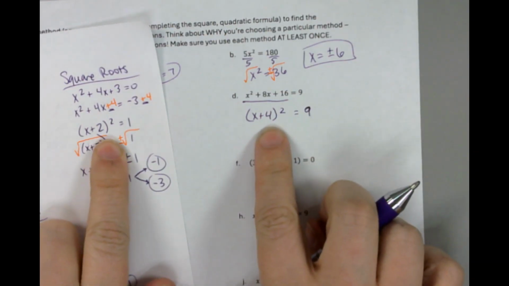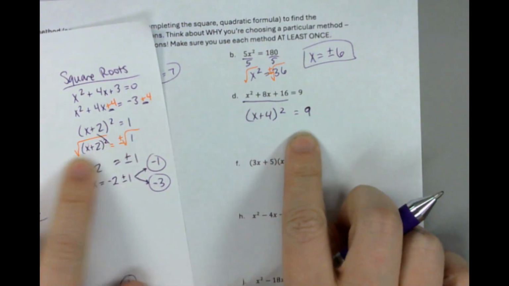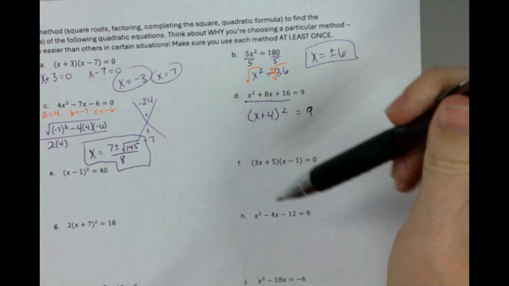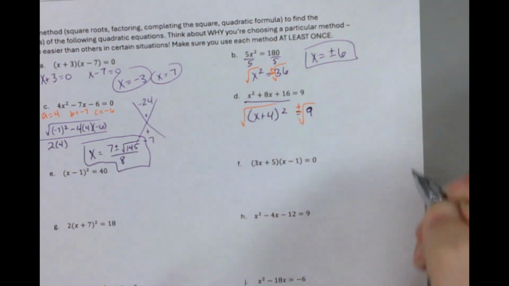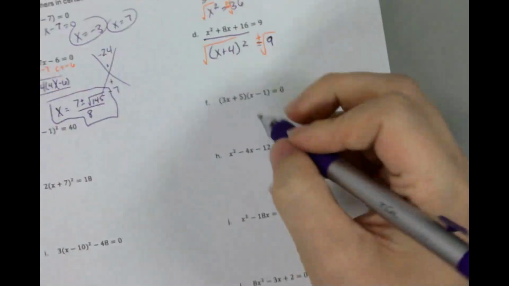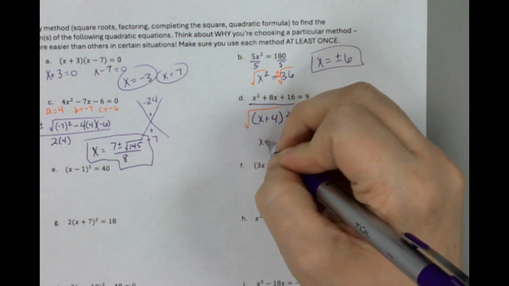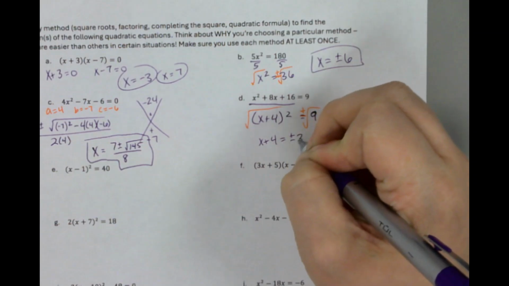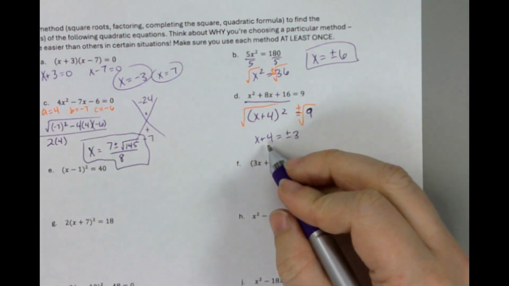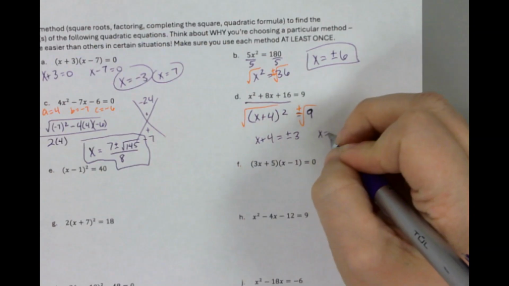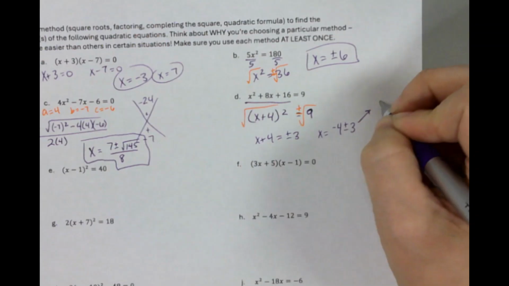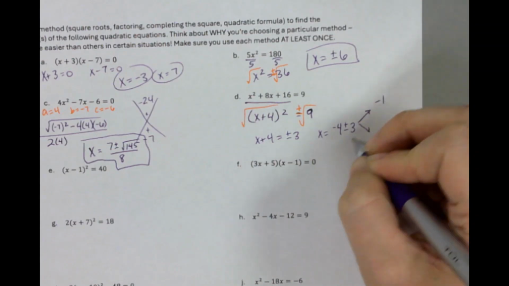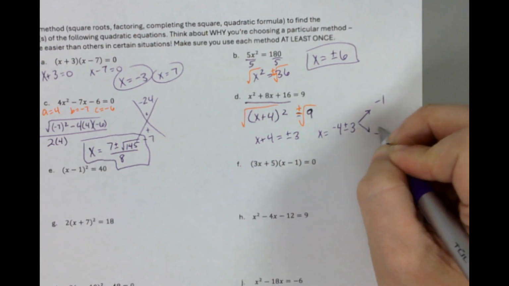It is now (x plus 4) squared equals 9. So we're going to take the square root. We need positive and negative here. Square root cancels the squared, so x plus 4 equals positive and negative 3. We subtract the 4, so x equals negative 4 plus and minus 3. Negative 4 plus 3 is negative 1. Negative 4 minus 3 is negative 7.